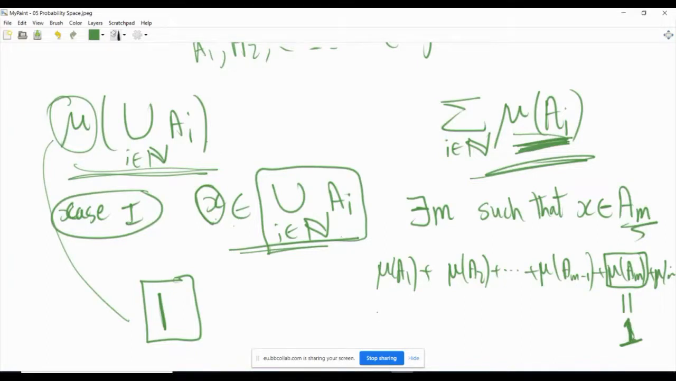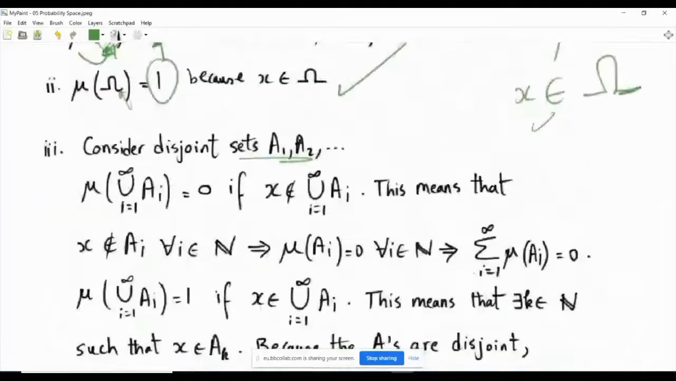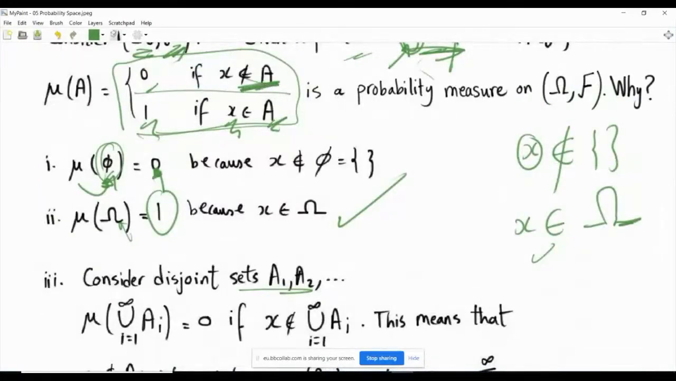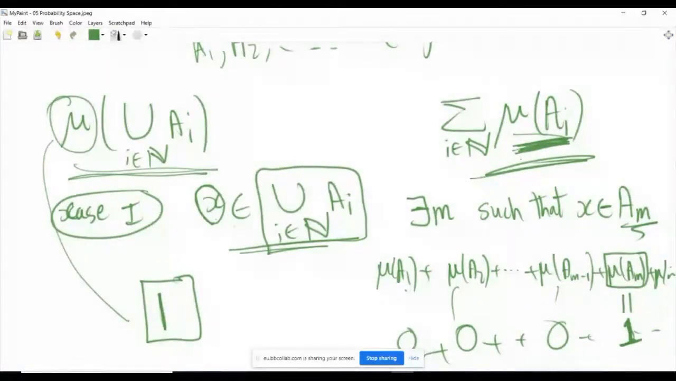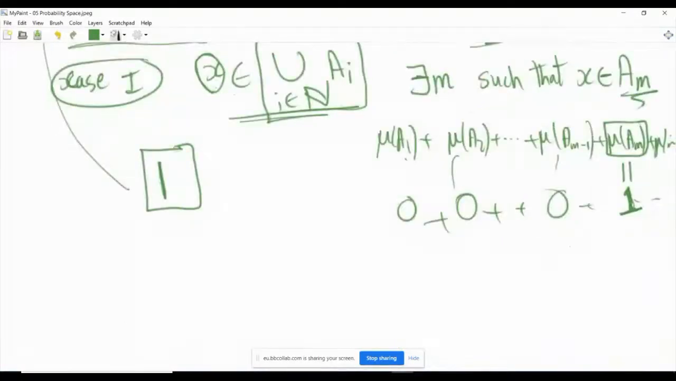But because the A's are disjoint, if x is in A_m, it cannot be in any other A. So automatically x is not in A1, it is not in A2, and according to our assignment here, if you are not in A, then you are assigned 0. So basically those mu's here will be 0, this one will be 0, 0, and so on. So in this summation, one element will be equal to 1 and all others will be equal to 0. So this summation is equal to 1.